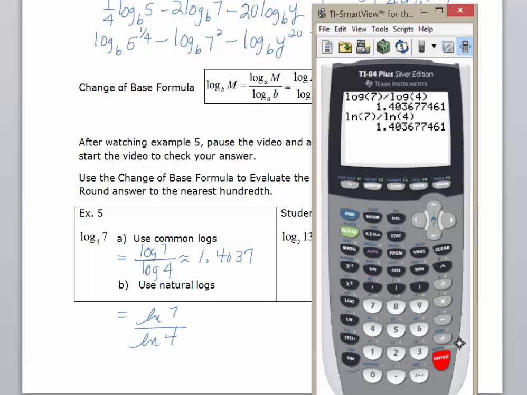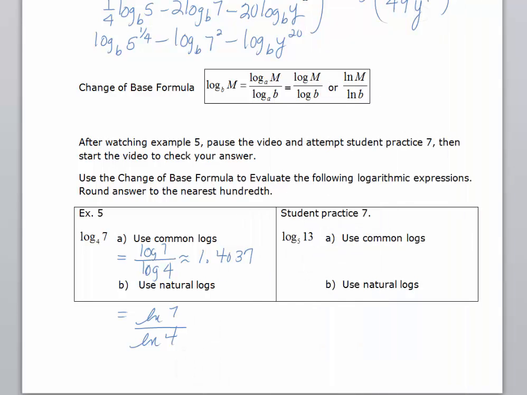for each one. So what I'd like you to do now is just pause the video and just try student practice number 7, the log base 5 of 13. Evaluate that. In this case, you can round it to the nearest hundredth.